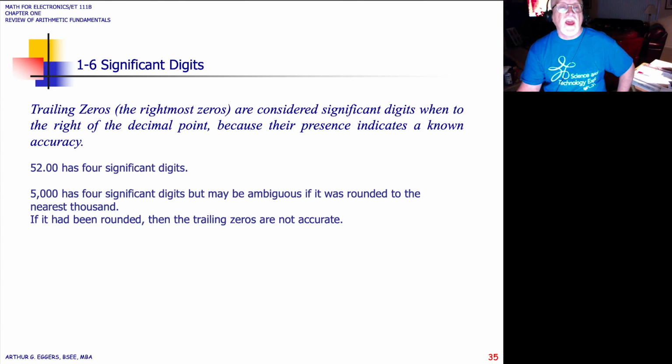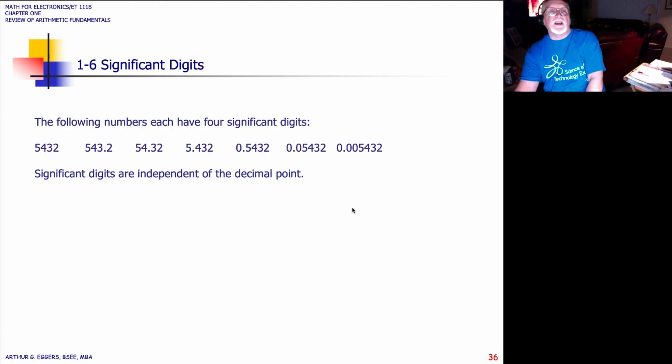5,000 here, though, has 4 significant digits, but it may be ambiguous if it was rounded up to the nearest thousands. This could have been 4,735, but it was rounded up to 5,000 and has 4 significant digits. So if we look at moving the decimal point as we do in this example, you can see that 4 significant digits remain, the figures that are important in maintaining the accuracy of this number.